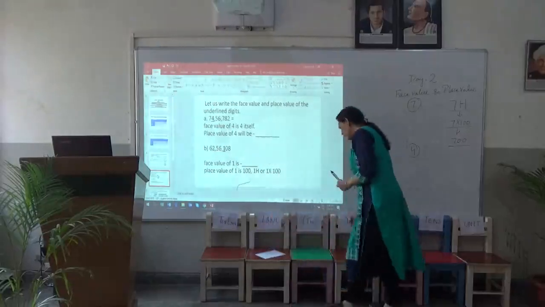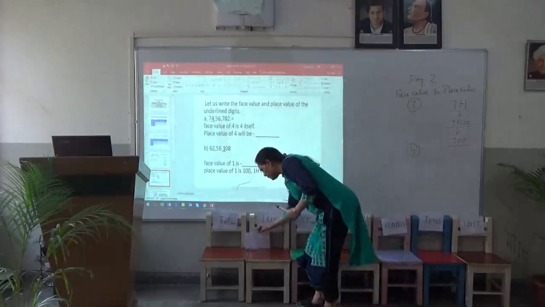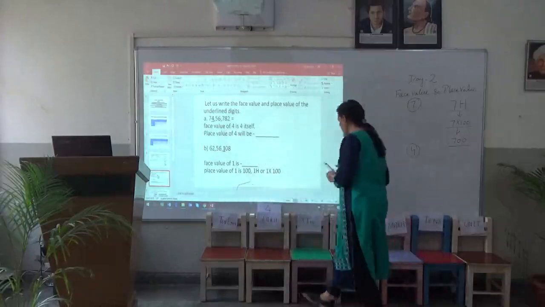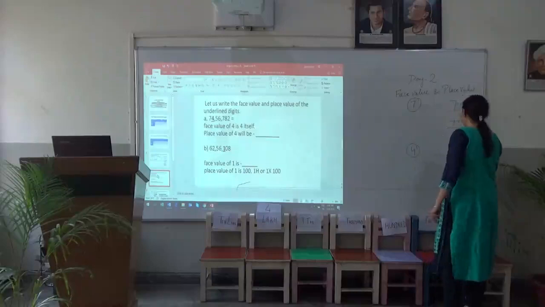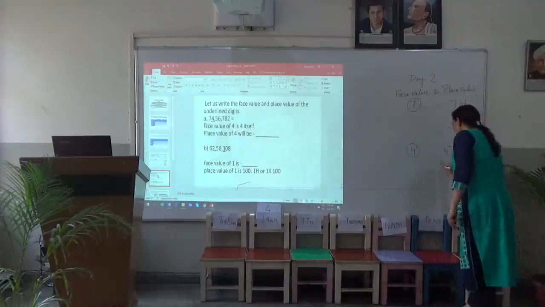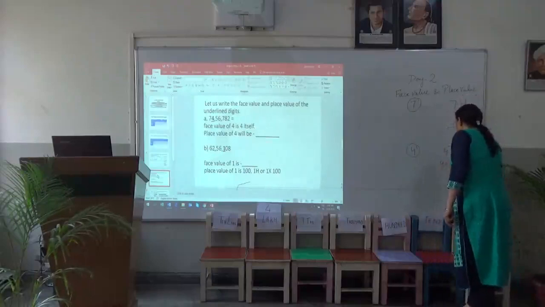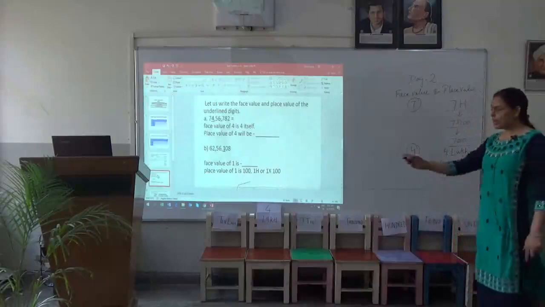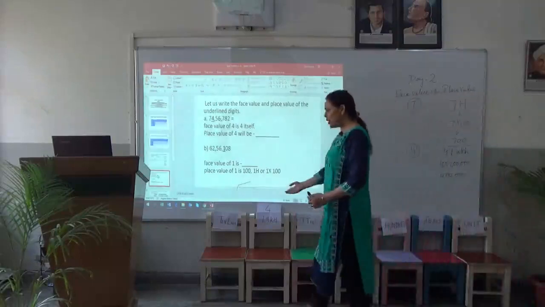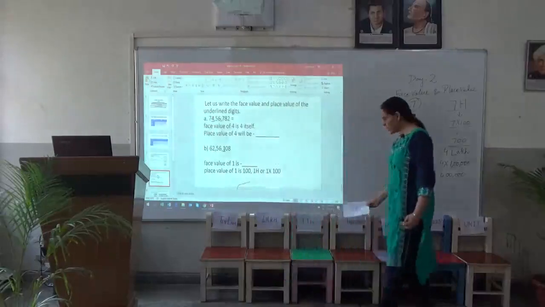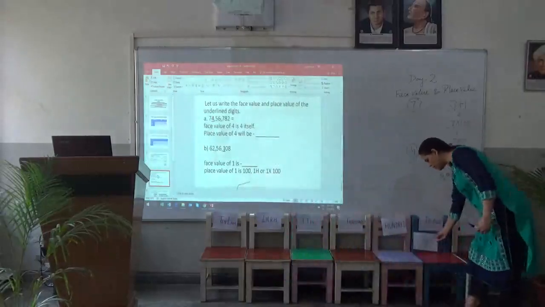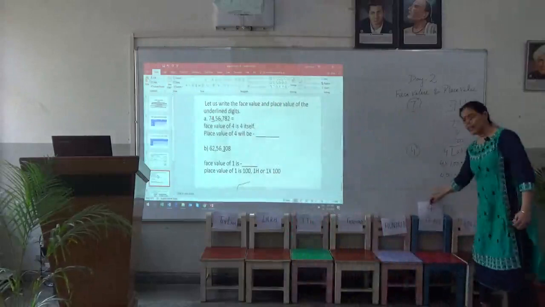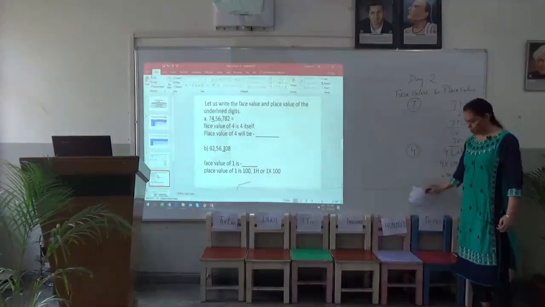So the value of the 4 will be 4 lakhs. We can also write 4 lakh by multiplying 4 by 1 lakh, which gives us 4 lakh. So do you understand how the place value changes by just putting this number into any of the places? See, if I put this 4 at tens place, can somebody guess what number it would be? Yes, it would be 4 tens, that would be 40. Great.